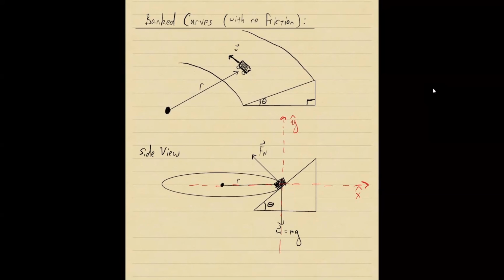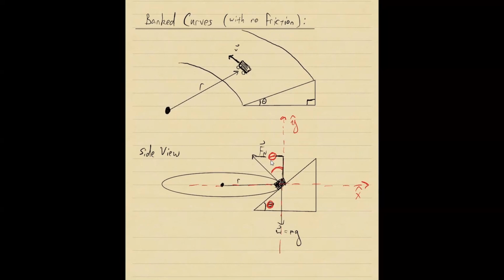And so when we do this, we notice that this angle theta here, the angle of our incline, is also going to be equal to this angle theta here, between our positive y axis and Fn. And when we do this, we get a triangle that looks sort of like this.